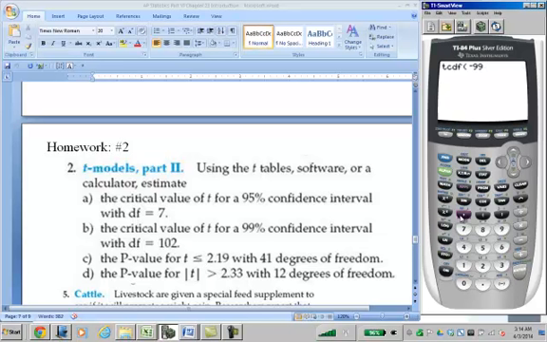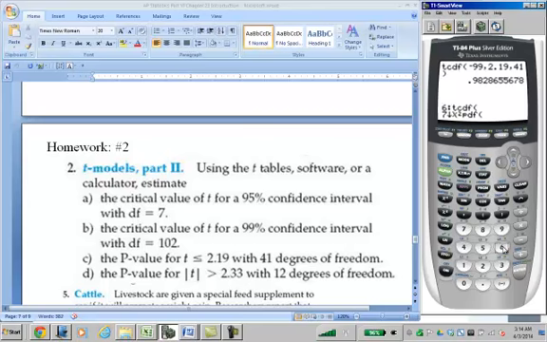Okay, p-value for the absolute value of t greater than 2.33. That means they want you to go from second, vars, TCDF 6, and that would be from negative 2.33 to positive 2.33, comma, 12 degrees of freedom. And so that's 96%. So with about 2% in each tail.